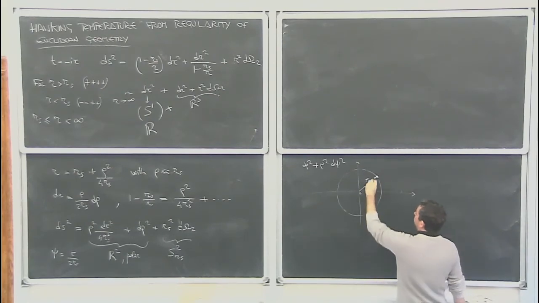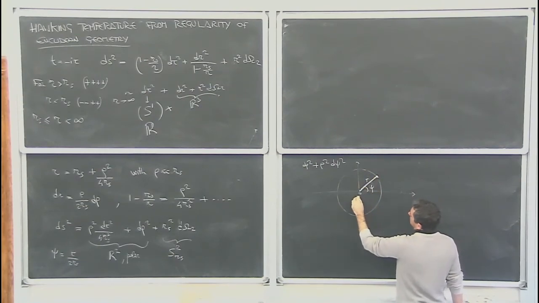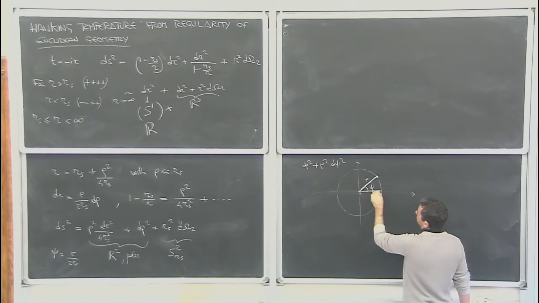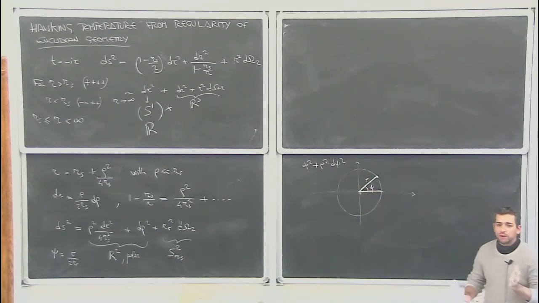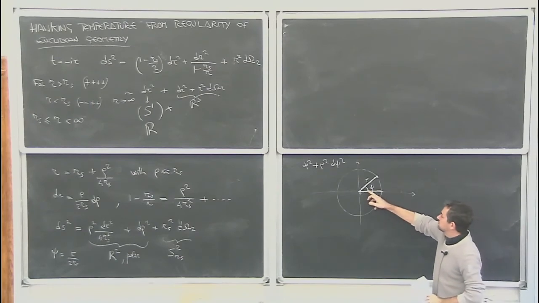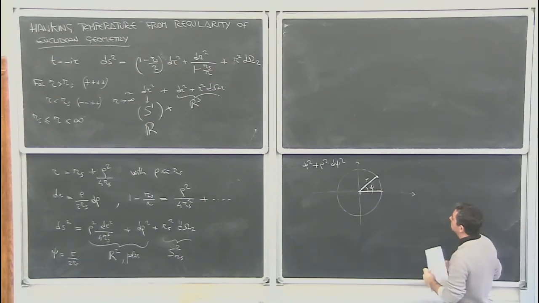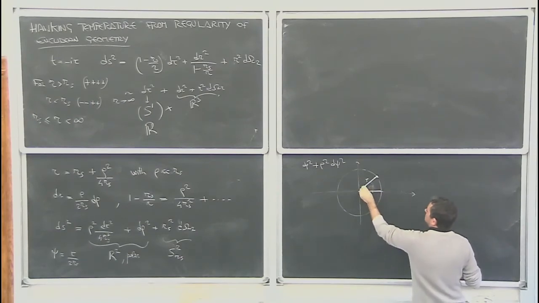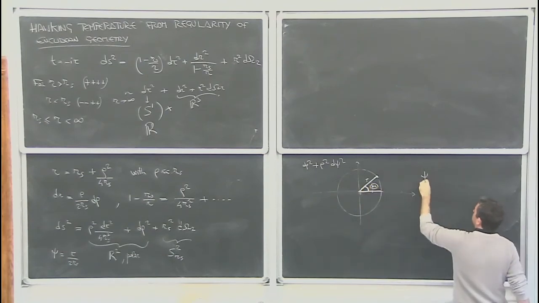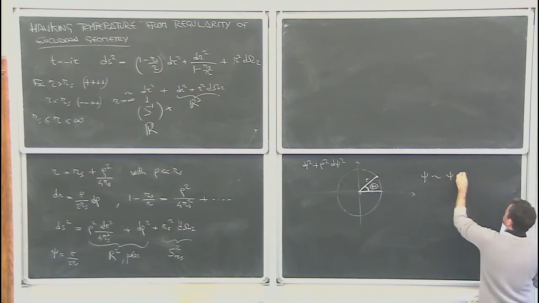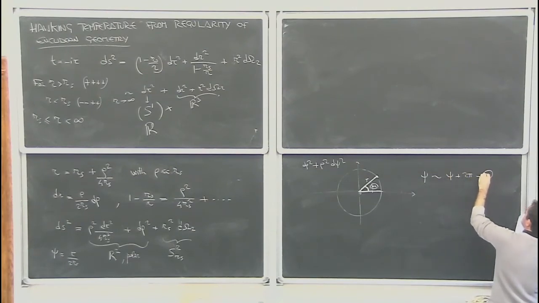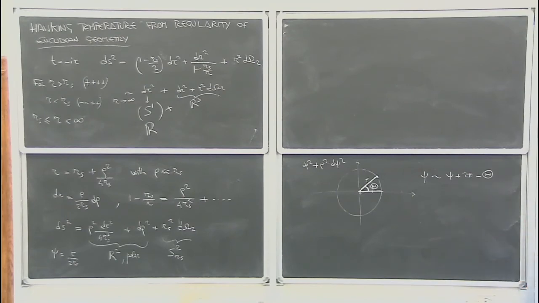So if I identify this with this, so I identify things, but not up to 2 pi, up to some other angle, any other angle. Let's say I choose this angle to be theta. Then identify psi with psi plus 2 pi minus theta, just because I choose to do that.